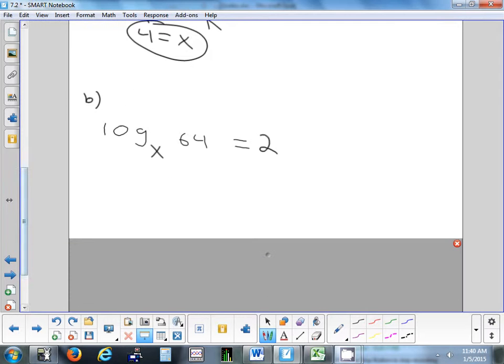Okay, so first thing we'll do is convert it. X is my base. 2 is my exponent. 64 goes on the other side. Now you can't add, subtract, multiply, or divide here. That's not going to get rid of the exponent. What do you do to both sides to get rid of an exponent of 2?